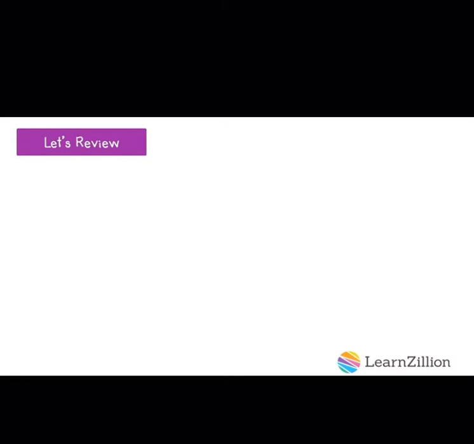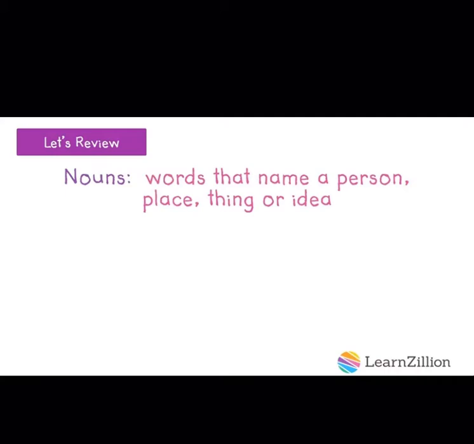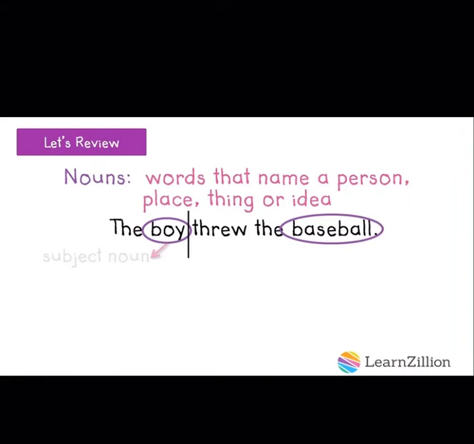Nouns are naming words. They name a person, place, thing, or idea. Nouns can be found in the subject or predicate part of a sentence. Let's take another look at this. In the sentence, the boy threw the baseball, I'm going to divide the sentence into subject and predicate. Boy and baseball are both nouns. Boy is in the subject part of the sentence, and it's called a subject noun. Baseball is in the predicate part of the sentence, and it's called an object noun.